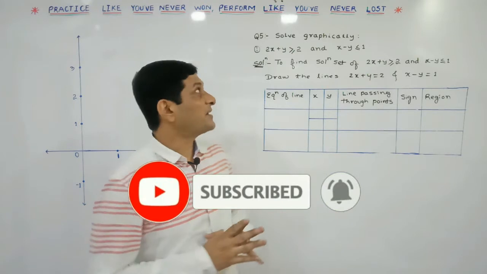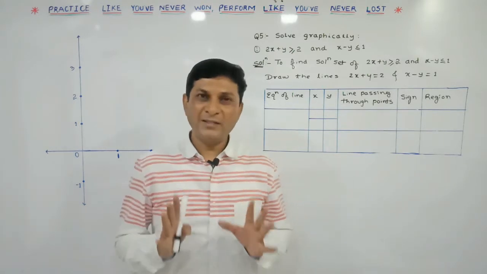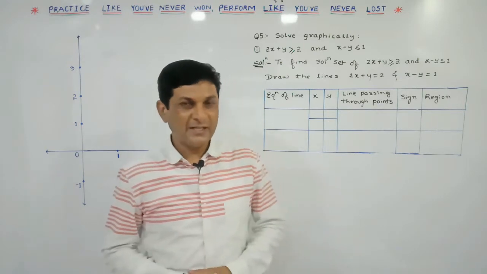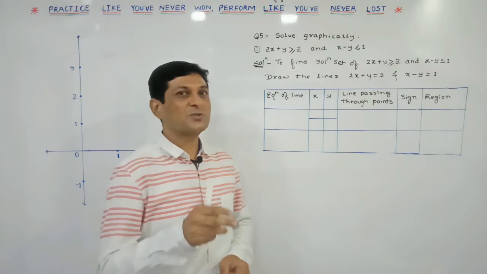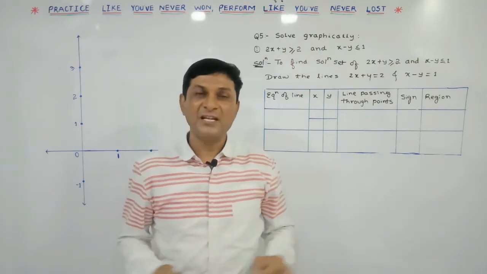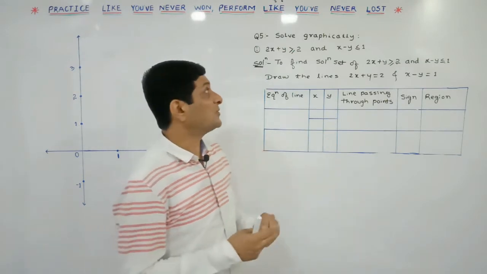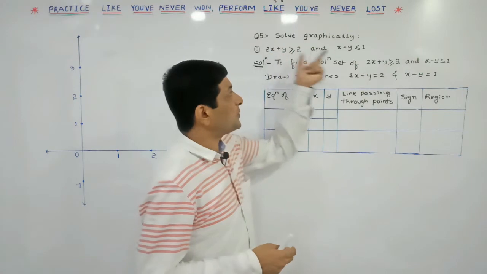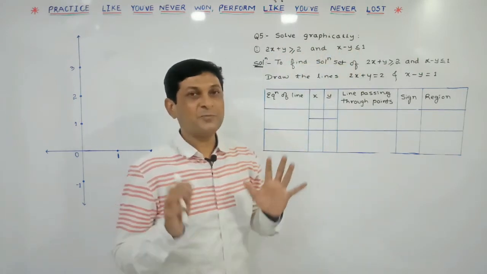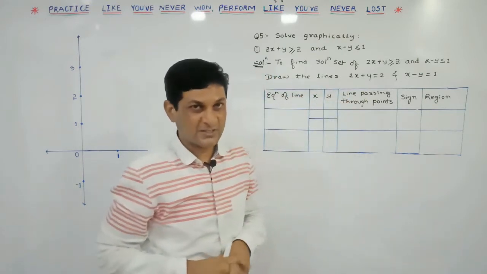So today we are starting question number 5 from exercise 7.1. All the examples in this new syllabus are very properly constructed. Now here we have to find the solution set. Solve graphically means we have to find the solution set of the given linear inequalities and equalities. Here two expressions are given to us, and solution set means the set of all such points which satisfy both these expressions.